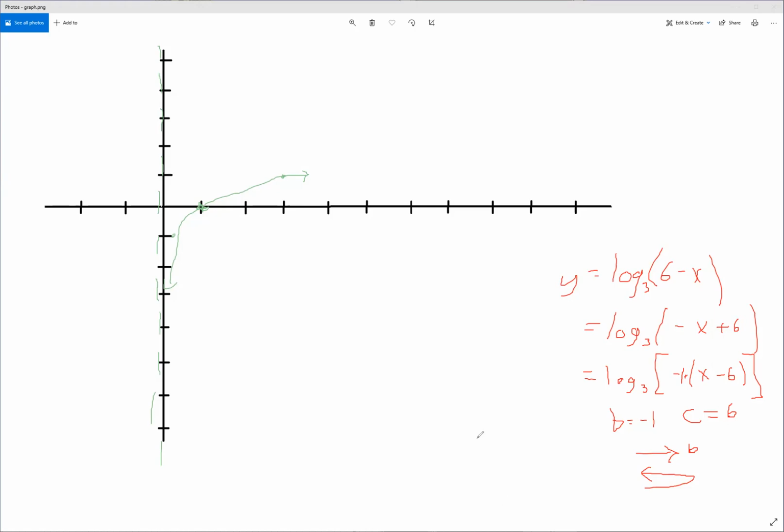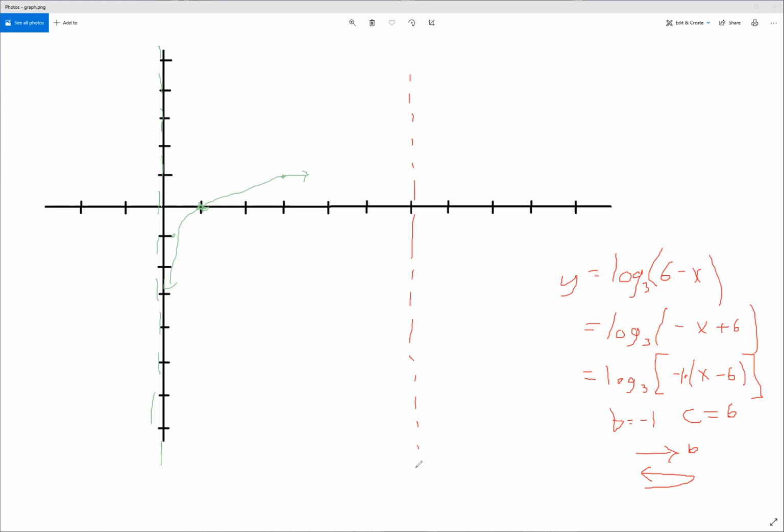This is a little more gross. I stuck with the log base 3, so we got the same parent function, but we got to go to the right by 6. 1, 2, 3, 4, 5, 6. That's going to pass through here. So there is our vertical asymptote.